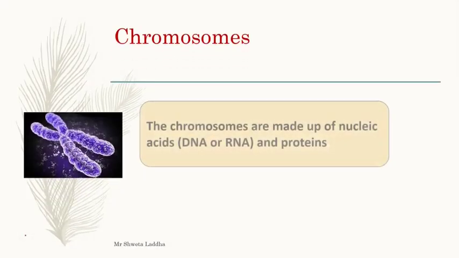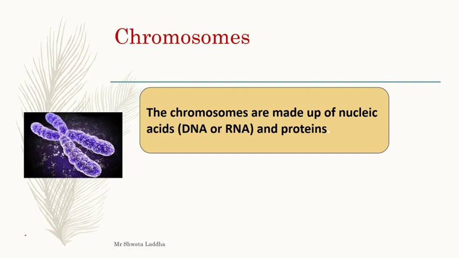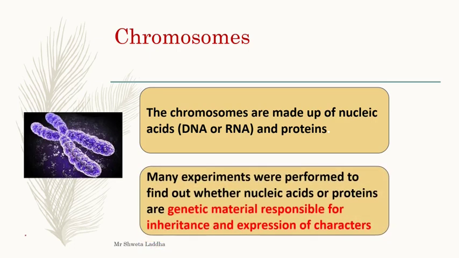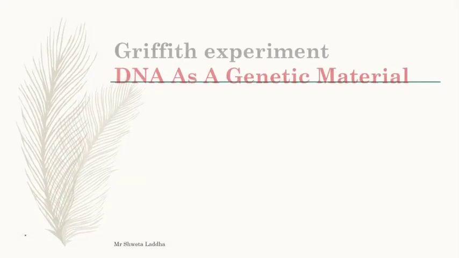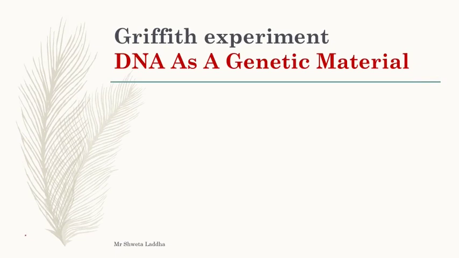Now, let us see about chromosomes. Chromosomes basically are made up of nucleic acids and proteins. Nucleic acids can be DNA or they can be RNA. Many experiments were performed to find out whether nucleic acids or proteins are the genetic material responsible for inheritance and expression of characters. One of the first experiments which we are going to study is Griffith's experiment, which basically proved that DNA is a genetic material.